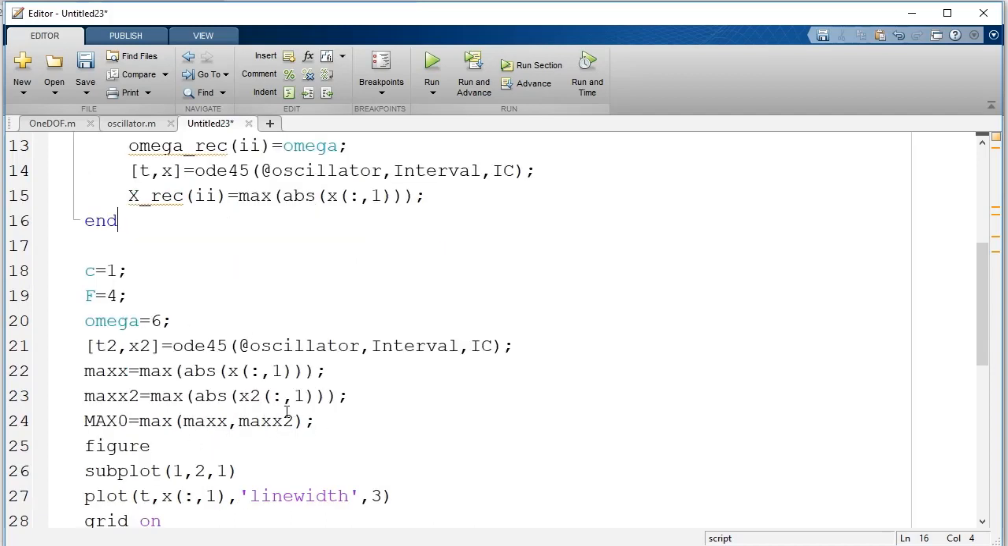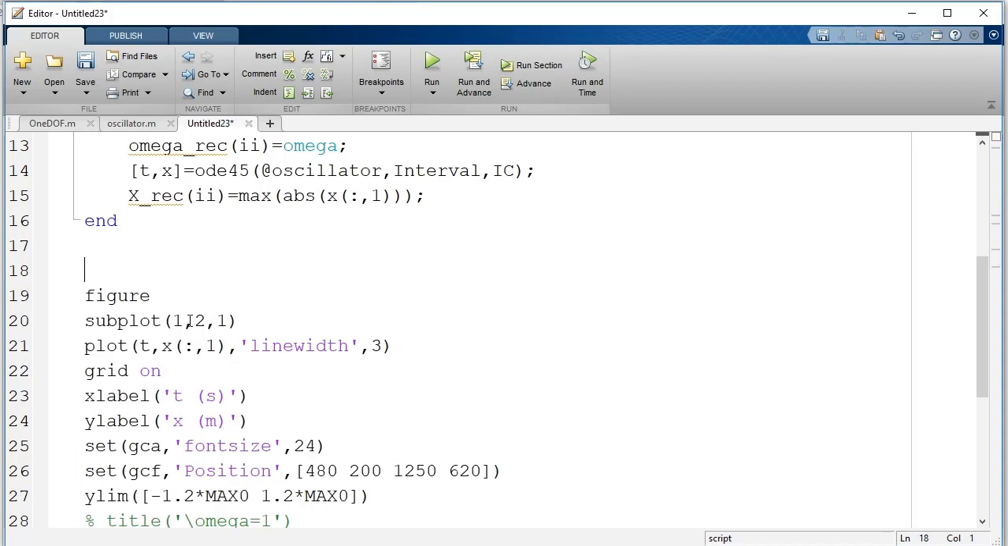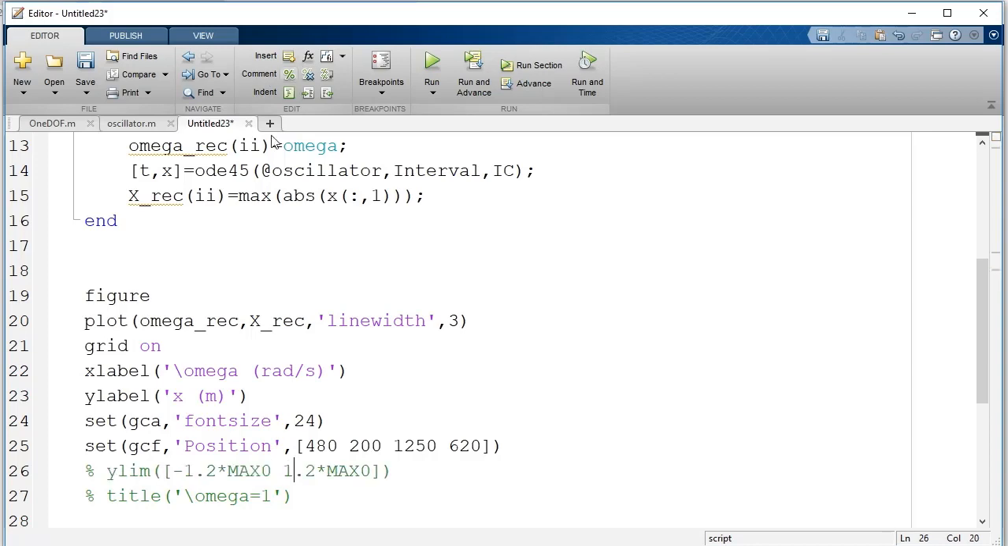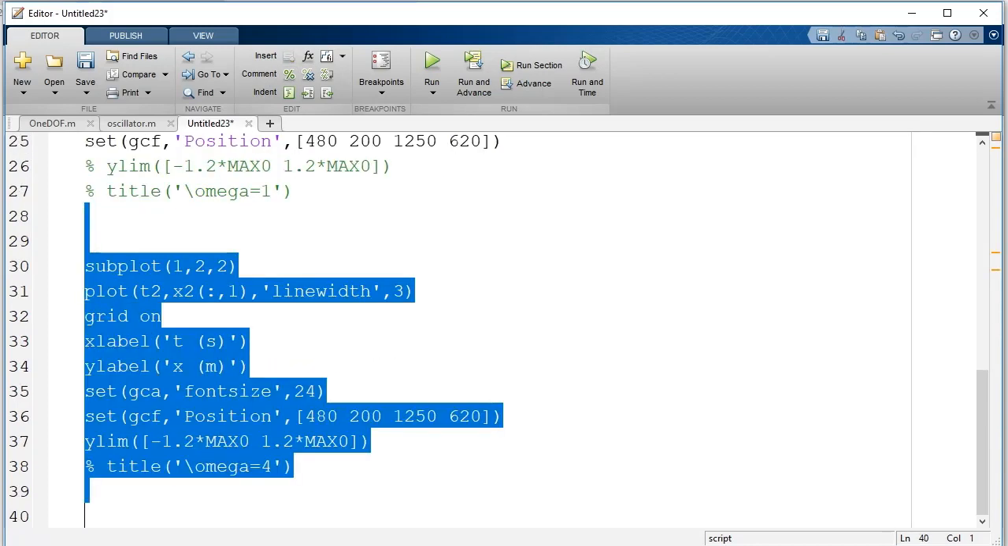So let's get rid of these things. And here I want to just have one plot, and it would be omega rec against x rec. This would be omega in radian per second, and this would be amplitude x in meter. So that's for position. We don't need the y limit here. We don't need this graph here.